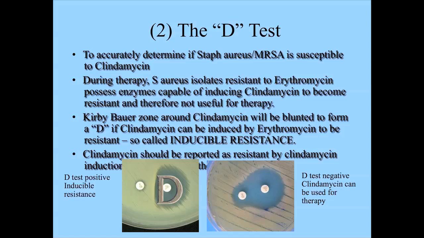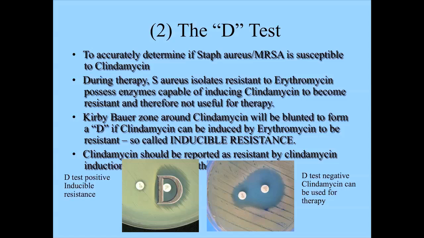If you look at the bottom right hand picture, you can see that the D-test is negative and the zones are round and nicely formed. But if you notice the picture on the left, you can see that the clindamycin disc has been blunted by the effects of the erythromycin being resistant. And instead of having a nice susceptible round zone of inhibition, it's in the shape of a D, so-called D-test.